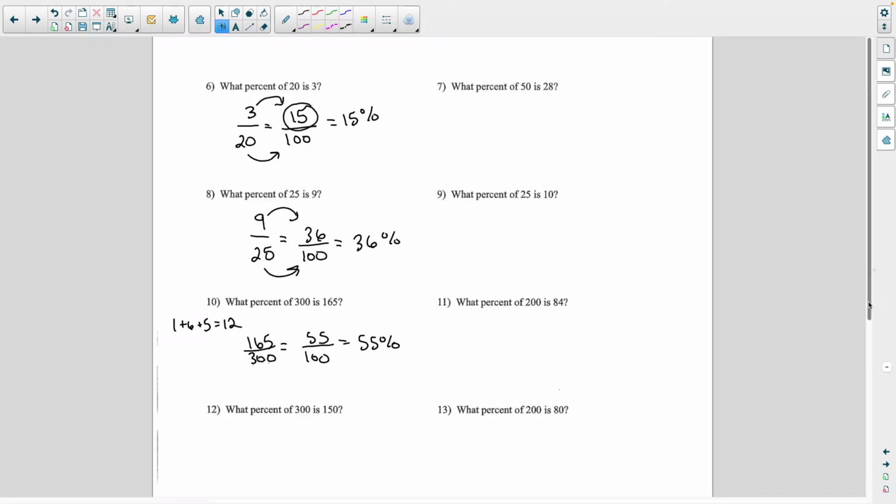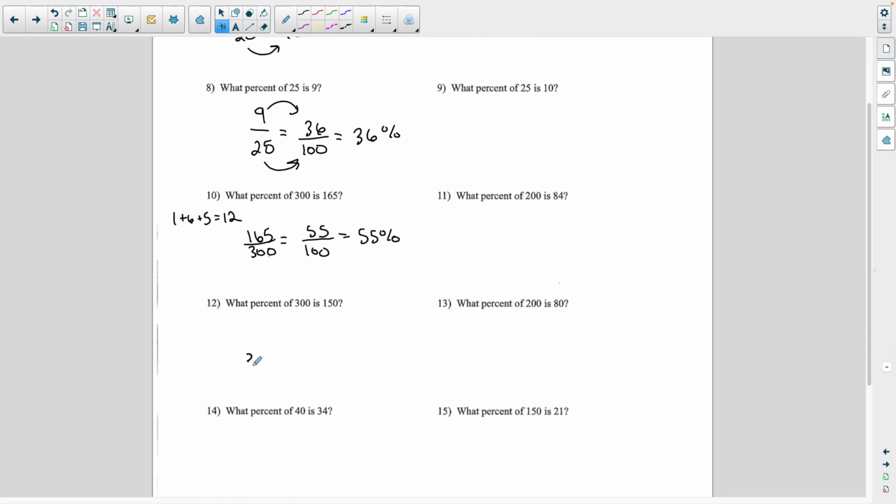What percent is 300 of 150? Now, if you notice it, 150 is exactly 50%, but if not, we're going to say, okay, on 100, we divided this by 3. Let's divide this by 3. 150 divided by 3 is 50, so that is 50%.